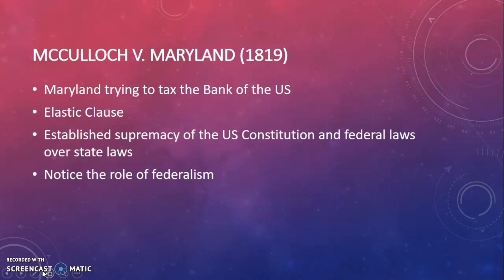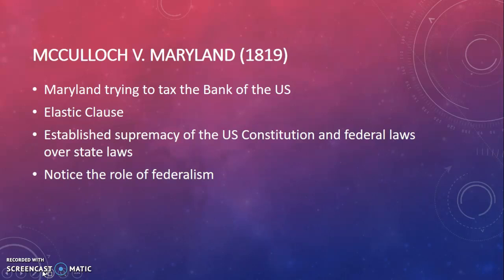So the first one, known as McCulloch v. Maryland, happens in 1819. And this is when Maryland is trying to tax the Bank of the United States. A state is trying to tax the national government. And ultimately, this is where the elastic clause is going to come in, which says that the government can do anything that's necessary and proper. And it was necessary and proper, according to the Supreme Court, to have the Bank of the United States, at this point, situated in Maryland.